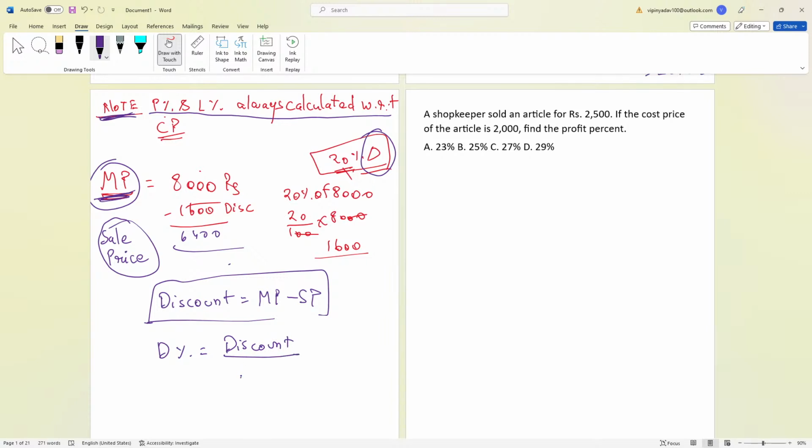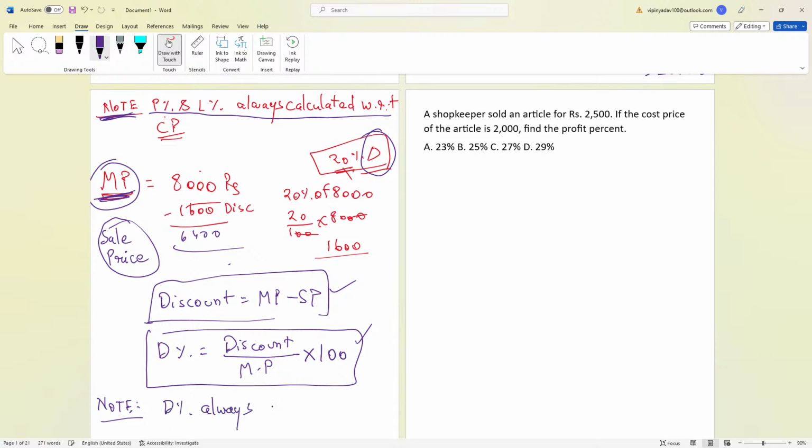That is a very important part. Marked price, we will always be calculating with respect to the marked price. So that is the discount percent we have got. These are the formulas we have discussed, and you can directly apply them in the question whenever they are needed. The second thing you should note is that discount percentage is always calculated with respect to the marked price. So that is the part we have got over here.